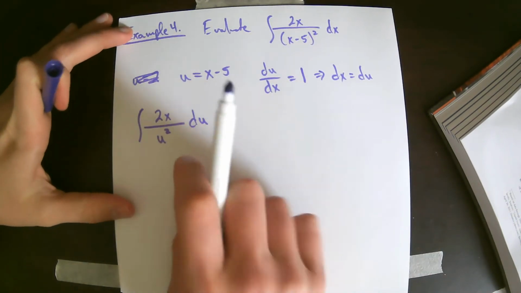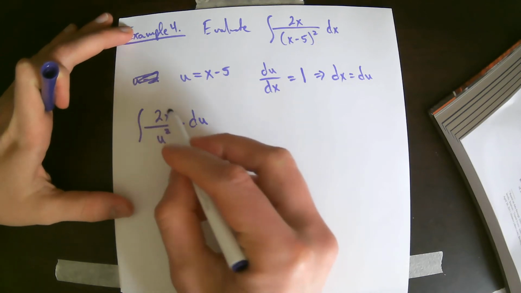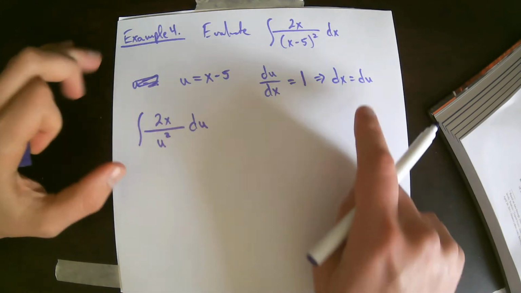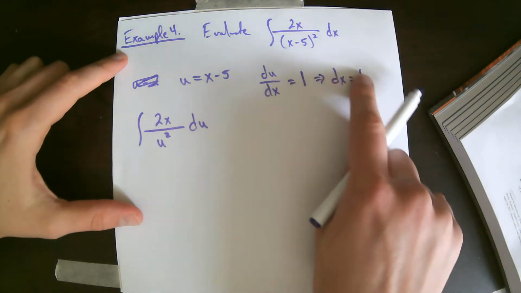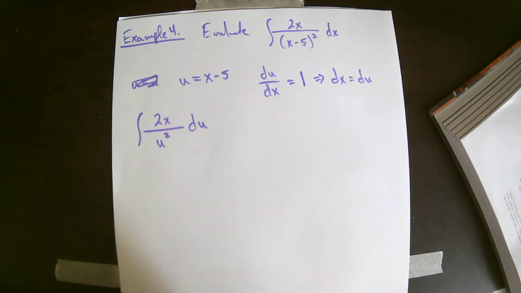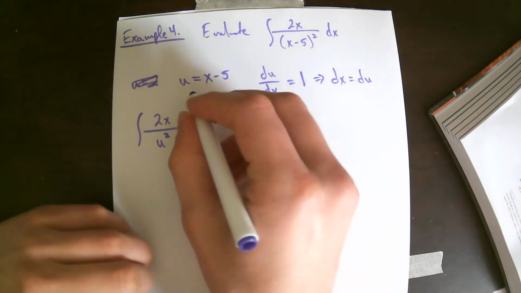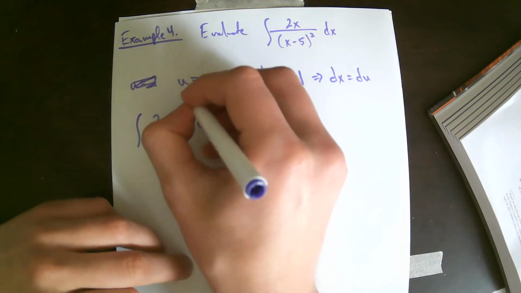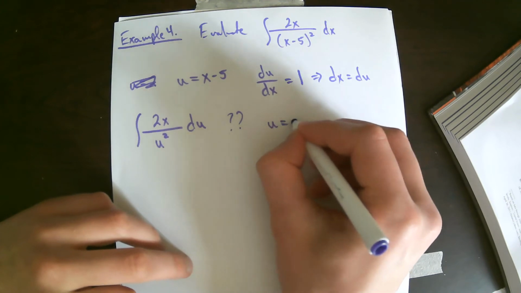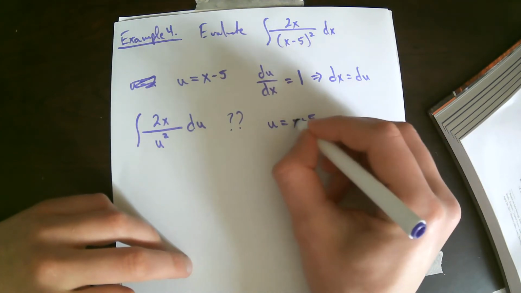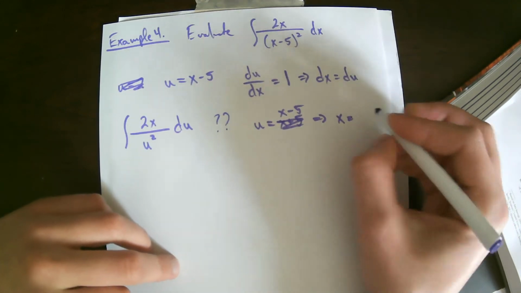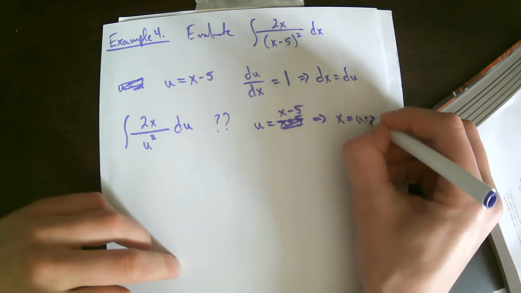Okay, so this is a problem because the 2x, or specifically the x, is not canceled out by anything. Usually it would be canceled out by something hanging around over here, but there's no such luck. So the suggestion this example makes is, well, u is equal to x plus 5, right? So what do we do here? Well, u is equal to x minus 5, so why not let x equal u plus 5? Add the 5 over.